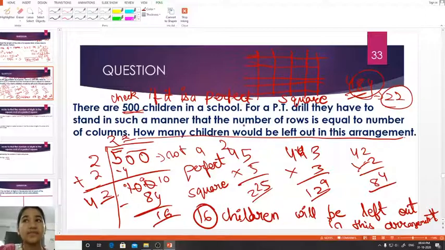Same thing, now rows will be equal to columns. That's why. I hope you all understood, and if you have any doubts, please ask in the comments.